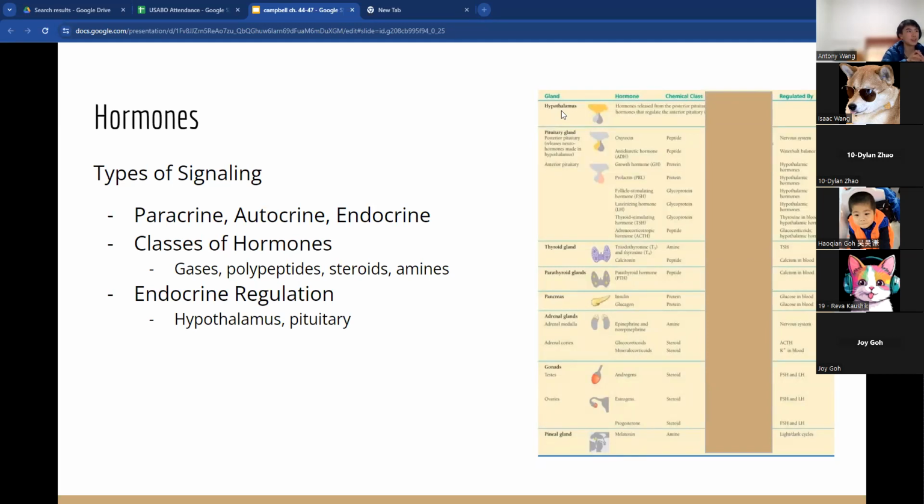So let's go to adrenocorticotropic releasing hormone. What does that do? It tells your pituitary to release adrenocorticotropic hormone, ACTH. Does that make sense?